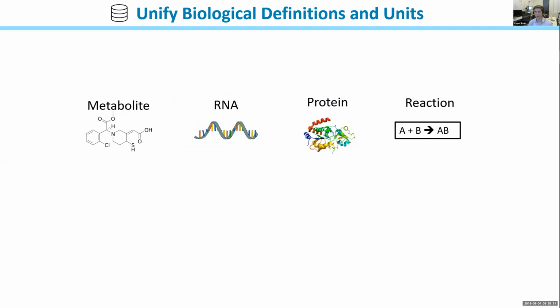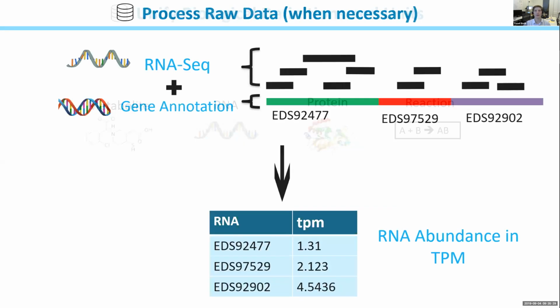In addition to integrating all the data onto a single database, we've unified the biological definitions and units, standardized it all. In instances where the data only exists in its raw form, we've processed it. One example of this is RNA-seq data. One location for this is ArrayExpress, but it's stored mostly in FASTQ files. So we've processed it to transcripts per million unit, which is more usable in a model.